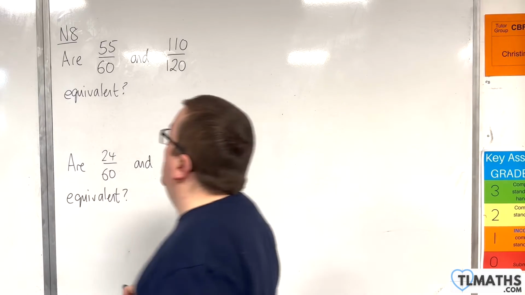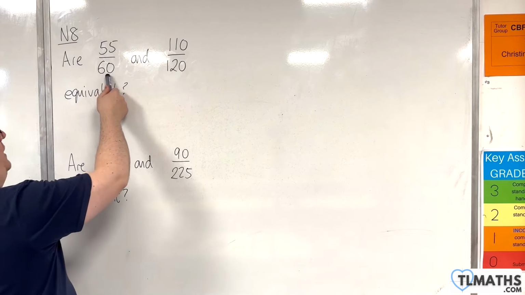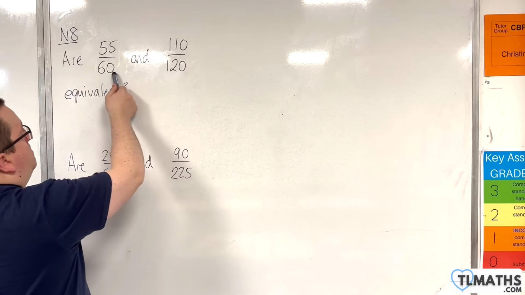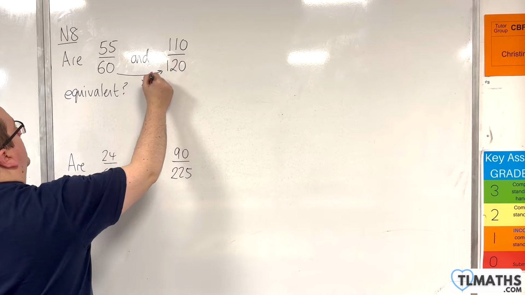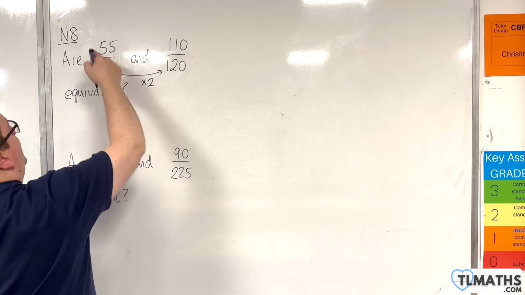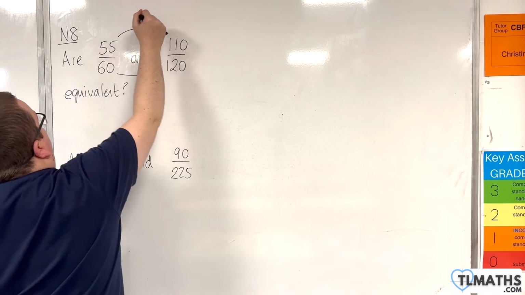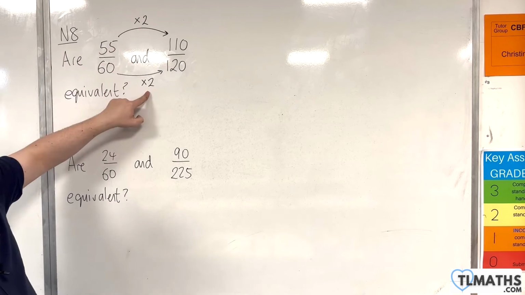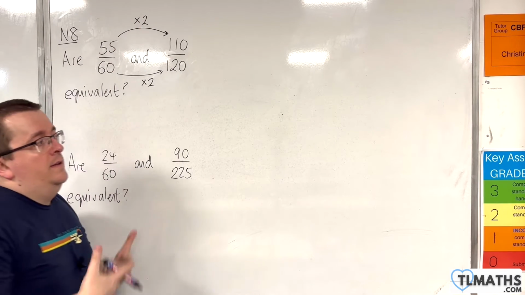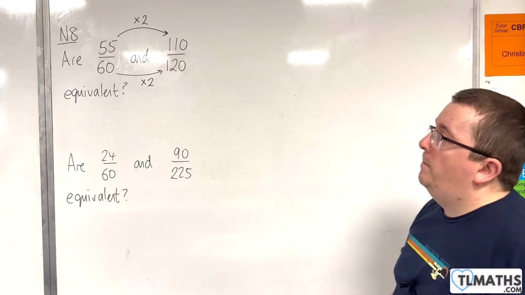Now, the reason why we don't need to do that is that we can spot that to get from 60 to 120, we need to multiply through by 2. And I can do exactly the same to the numerator, because 55 times 2 is 110. And because these numbers are the same, that must mean that the two fractions are equivalent.